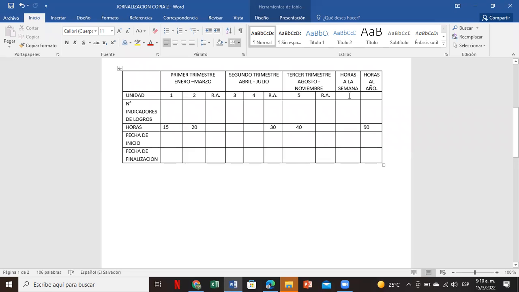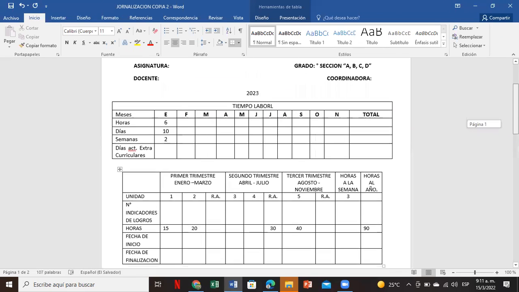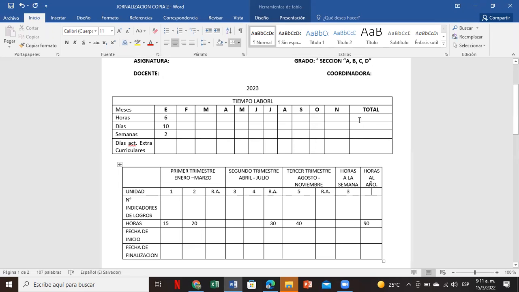Weekly hours. Remember, we have 3 hours according to the Ministerio de Educación. This is just to reflect it, okay? How many hours per week? Okay, 3 hours per grade, not per section, per grade. How many hours in a year? Okay, look at your jornalización. And how many hours do we have at the end? I cannot remember. I don't have my, let's see.